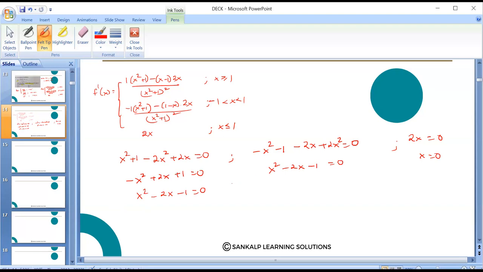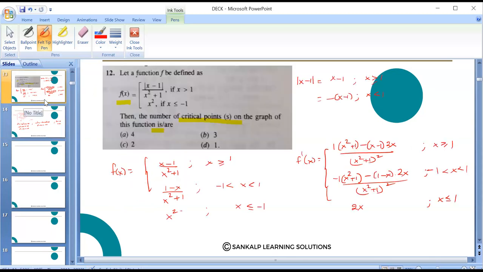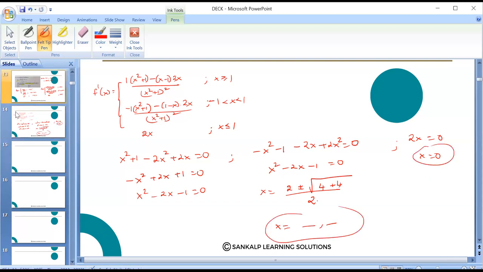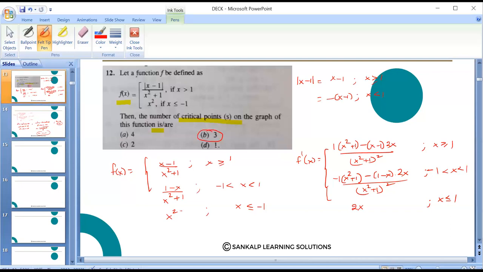So in one way, both are same. Because in the question, they are asking the number of critical points. So when you solve this equation, what will you get? x equal to minus b plus or minus square root of b square minus 4ac by 2a. So here you are getting two answers, two critical points. And here you got one critical point, x equal to 0. And here whatever be x. So you're getting a total of 3 critical points. Option B is correct.